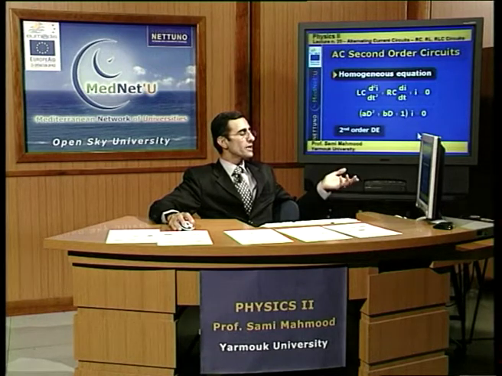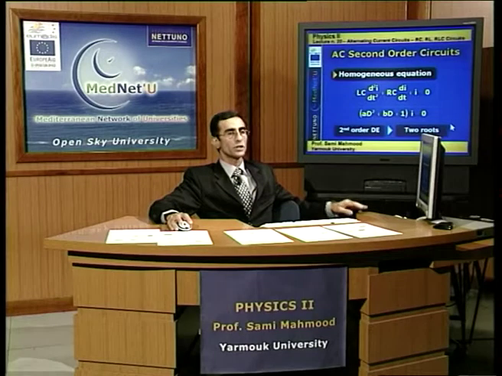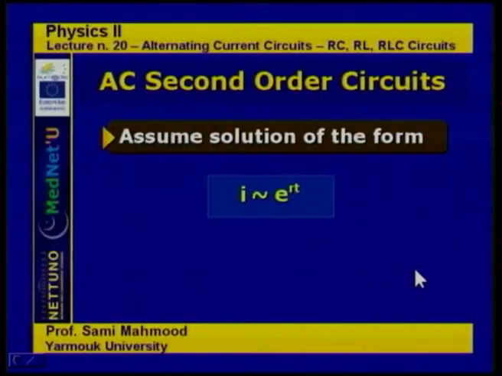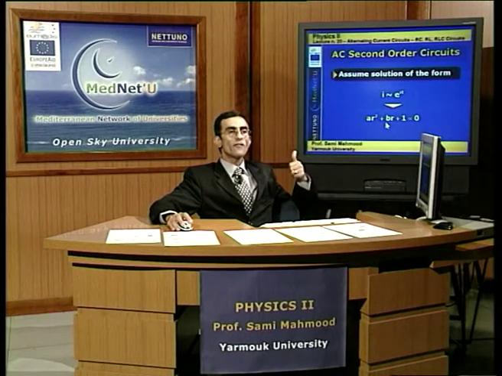Now we are interested in solving this second order differential equation. And since it is a second order differential equation, it has a D squared in it. So in general, we have two roots, two solutions for this equation. And how do we solve this equation? We assume a solution of the form I equals e to the power rt. If we put this back into the differential equation, we get a r squared, where r is the root here, plus b r plus 1 is equal to 0. So this satisfies the solution. This equation can be solved algebraically, and we can find the values of r, the roots that satisfy the homogeneous differential equation.